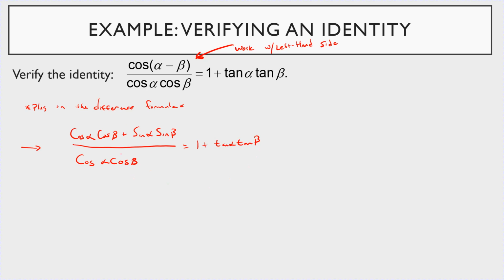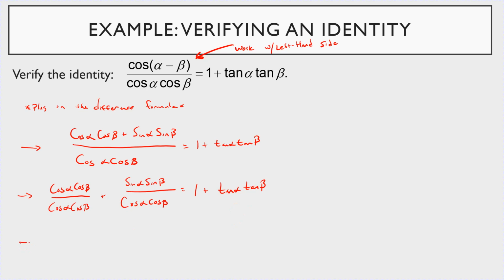So here's what you're going to do. You're going to take this expression on the left-hand side and write it as two fractions. So it's cosine of alpha times cosine of beta all over cosine of alpha cosine of beta, plus sine of alpha sine of beta divided by cosine of alpha cosine of beta. And I'm hoping that I can now simplify this to be 1 plus tangent of alpha times tangent of beta.